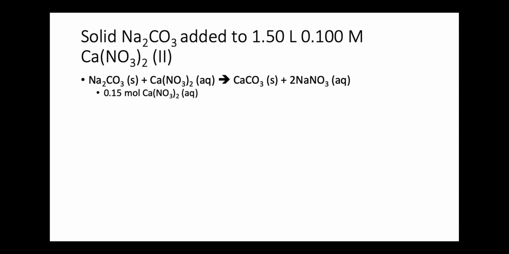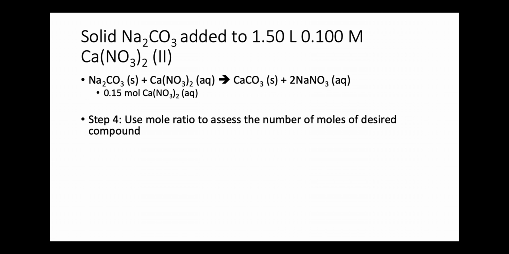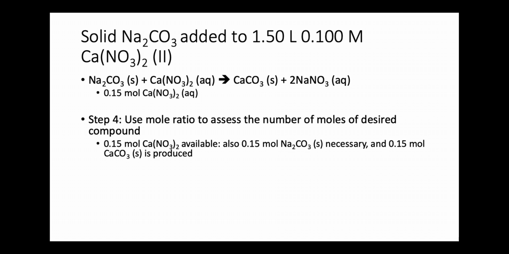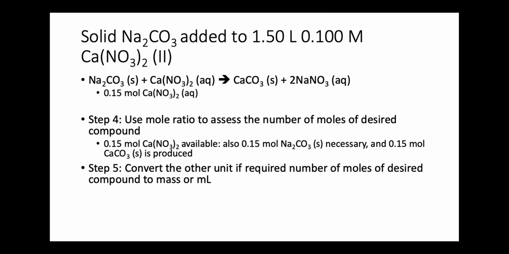Next slide, I continue. So here we have a summary from the previous slide, so the reaction equation and the number of moles of calcium nitrate. So, step 4, use the mole ratio to assess the number of moles of my desired or requested compound. We're looking for calcium carbonate, my precipitate. And with the mole ratio, we can see that 0.15 moles of calcium carbonate is produced. And for the 0.15 mole calcium nitrate, we need also 0.15 mole of sodium carbonate. So we have the number of moles of the compounds we're asking for.